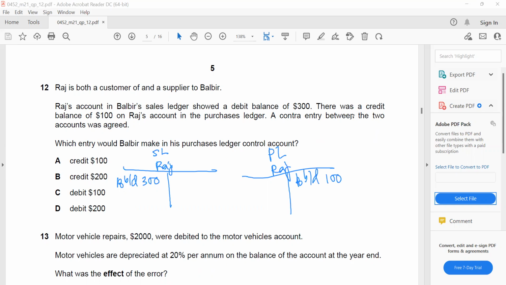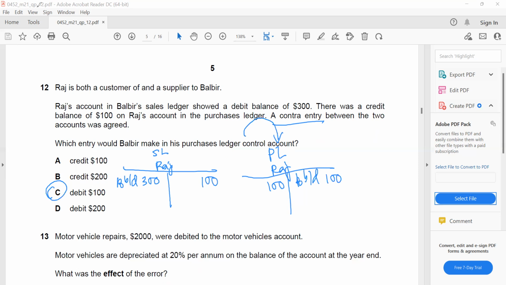A contra entry between the two accounts was agreed. How do we do the contra entry? Contra entry, taking the smaller amount. So we will take this amount and transfer into here. Okay, so put this double entry. Now, which entry will Barbie make in his purchases ledger control account? Purchases ledger control account refers to the purchases ledger here. So here it will be sitting in the debit side. So here debit, how much? Debit 100. So the answer should be C.